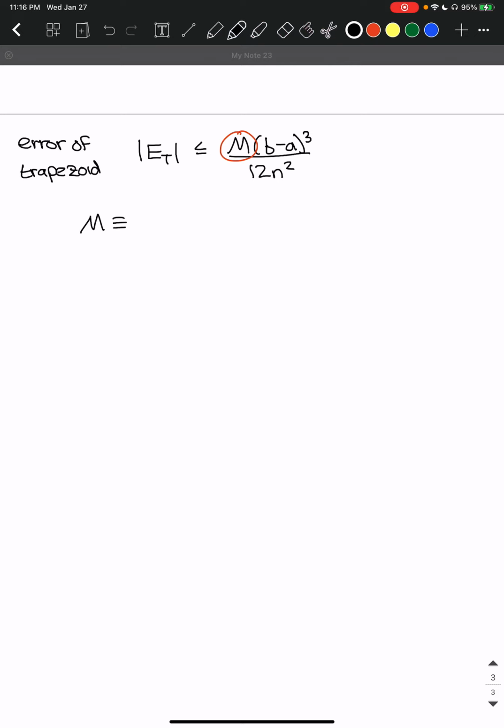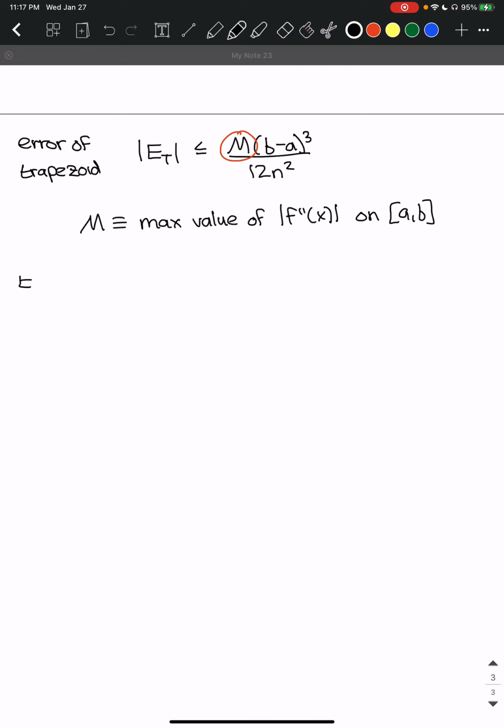M is defined to be the maximum value of the absolute value of f double prime of x on the interval a to b. Okay, so that looks a little complicated, but it's really not that difficult. Okay, so let's do an example. It's going to essentially come down to finding the maximum value of a second derivative, and also just knowing how to compute something cubed. It's really not going to be too difficult here. And there's always going to be some sort of shortcut we can use.